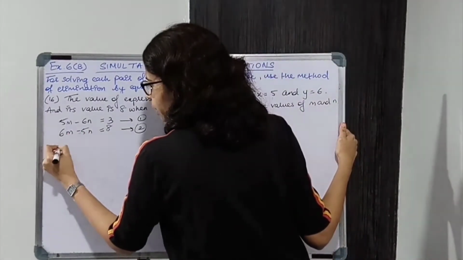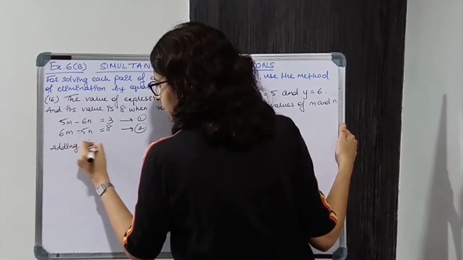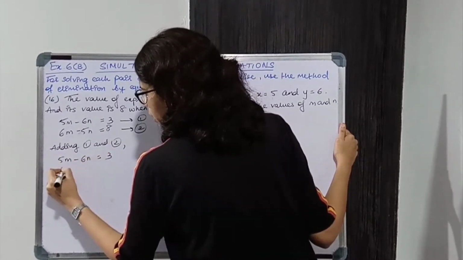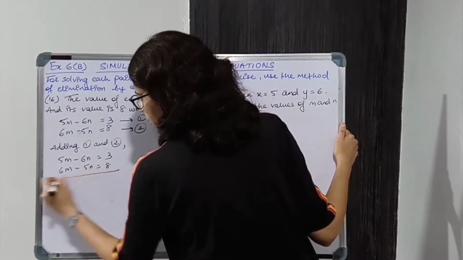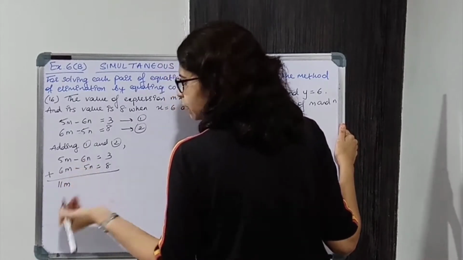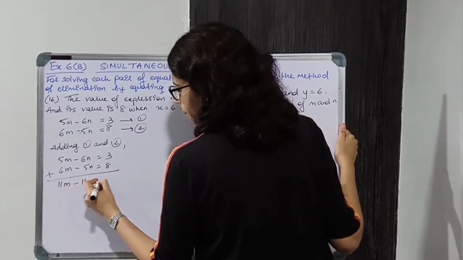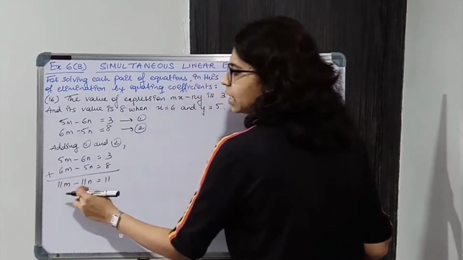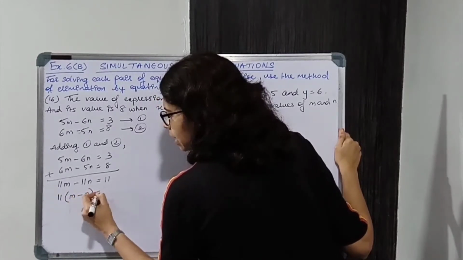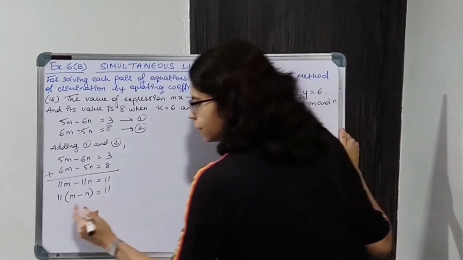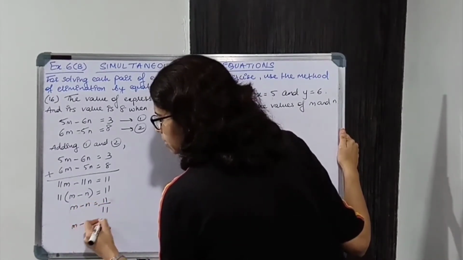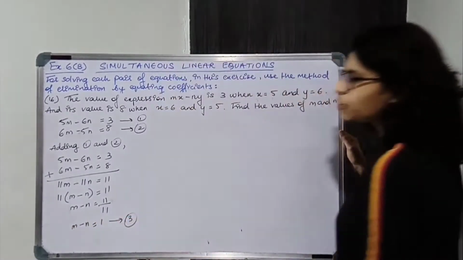So adding the two equations first, adding 1 and 2. 5m minus 6n is equal to 3 and 6m minus 5n is equal to 8. 5m plus 6m gives 11m. Minus 5 minus 6, minus 11n. And 8 plus 3, 11. I can take 11 common over here. So taking 11 common, in the bracket I'll get m minus n is equal to 11. Shifting 11 over, 11 by 11. So that will give m minus n is equal to 1. This is equation number 3.